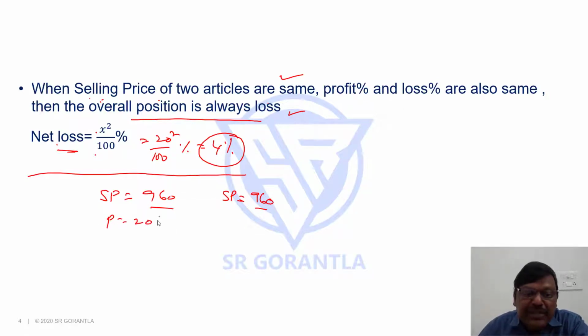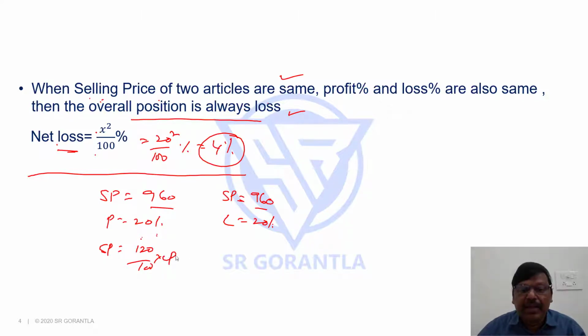Profit is 20%, loss is 20%. When I say profit is 20%, selling price is 120% of the cost price. That's what we discussed in the previous session. Because profit is 20% more than cost price, so 120% of the cost price. When I say there is a loss, selling price is less than cost price. Selling price is 20% less than cost price means 80% of the cost price.